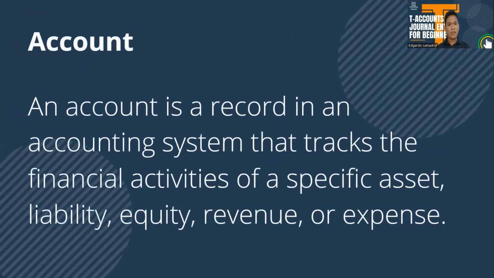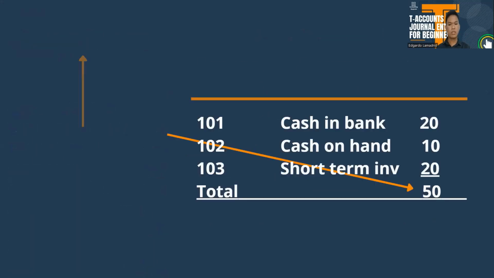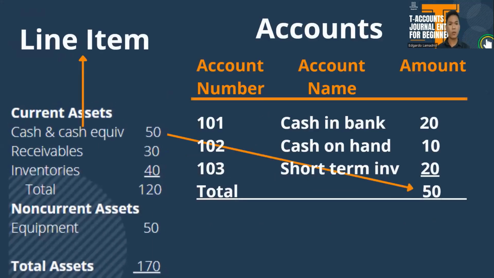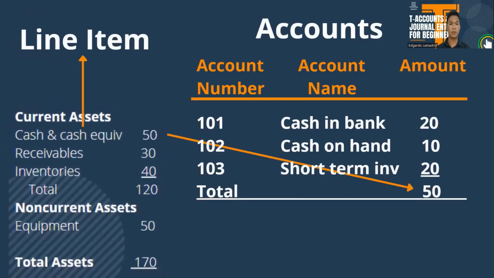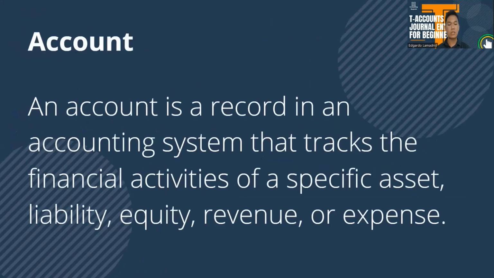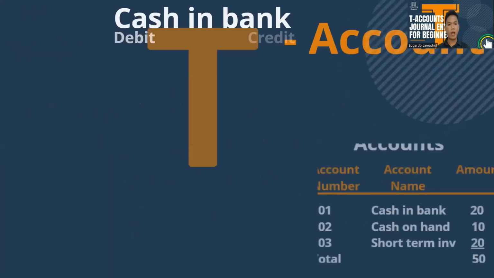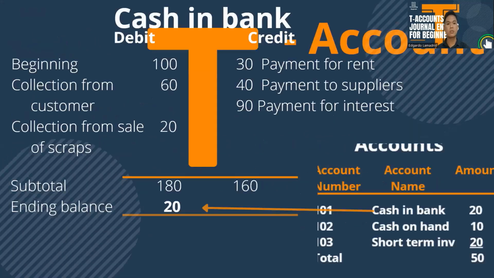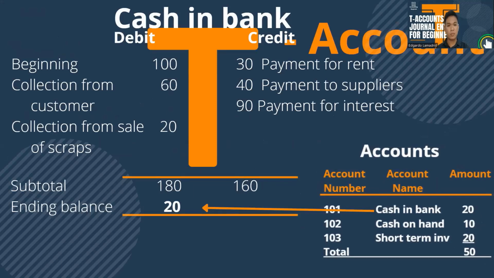But exactly, what is an account? What is cash in bank? What is cash on hand? What is short-term investment? So an account is a record in an accounting system that tracks the financial activities of a specific asset, liability, equity, revenue, or expense. So from that account, there are many transactions that may have transpired during the month or during the period.